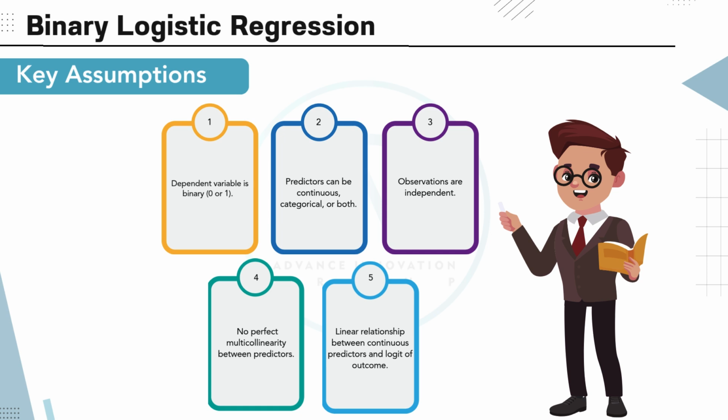Assumption 4. No perfect multicollinearity between predictors. Predictors should not be highly correlated with one another. Multicollinearity can distort the coefficients and make the model unstable. It's good practice to check correlation, or VIF, variance inflation factor, before finalizing your inputs.